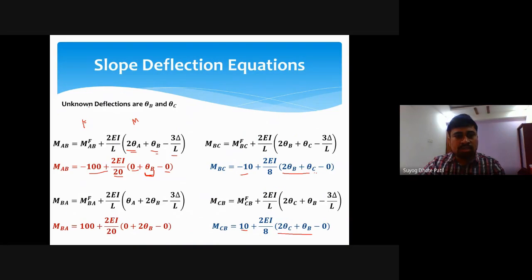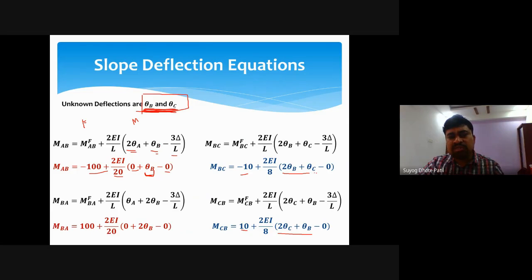So these unknown deflections are only two. That's why, at the starting of our numerical, I have explained this whole formulation first, and then I am going towards these basic unknowns. So the basic unknowns are these, theta B and theta C.